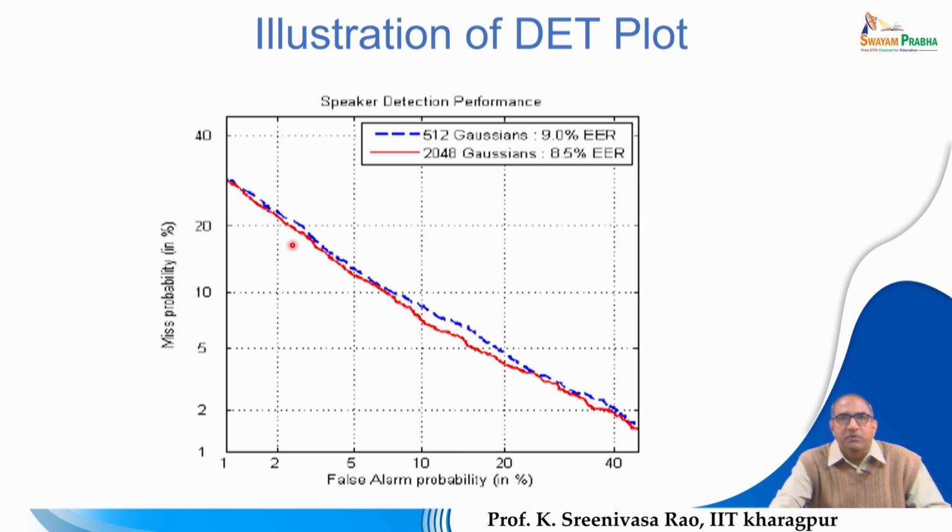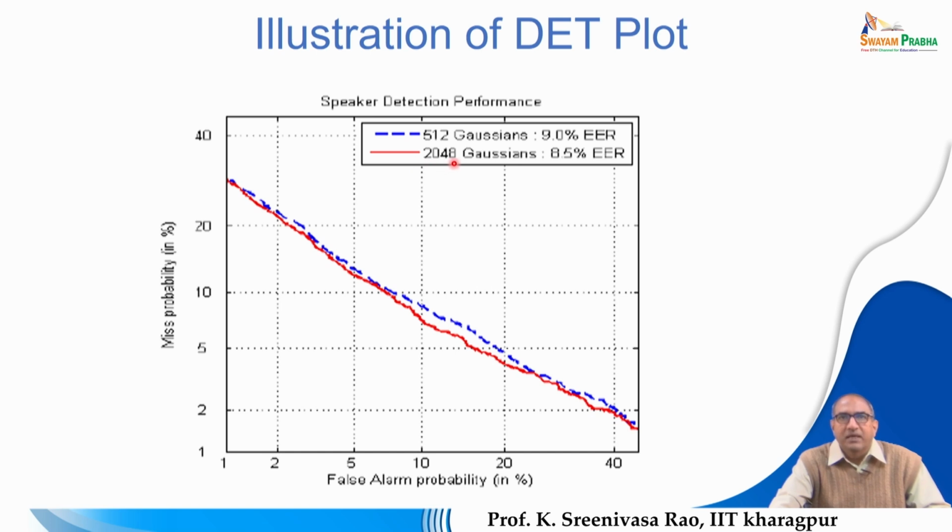Here you can see these two plots are from a speaker recognition or speaker verification task using Gaussian mixture models with different numbers of components. Suppose you use 512 Gaussian components, the DET plot will be this blue one. And if you use four times more Gaussians, like 2048, and vary the threshold, the red colored one is the DET plot corresponding to 2048, right.